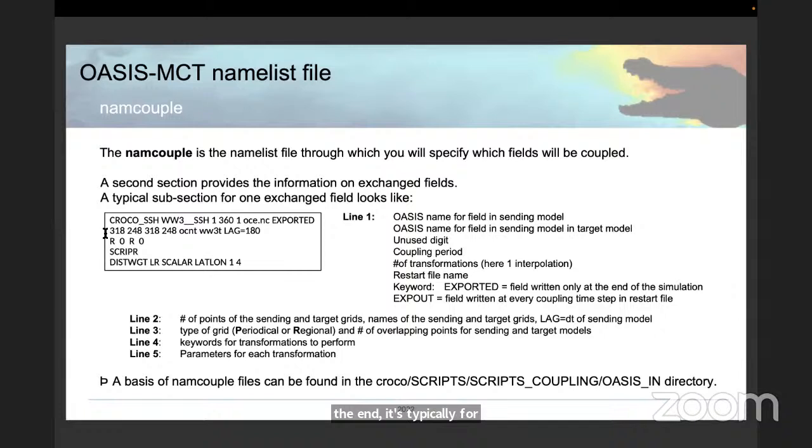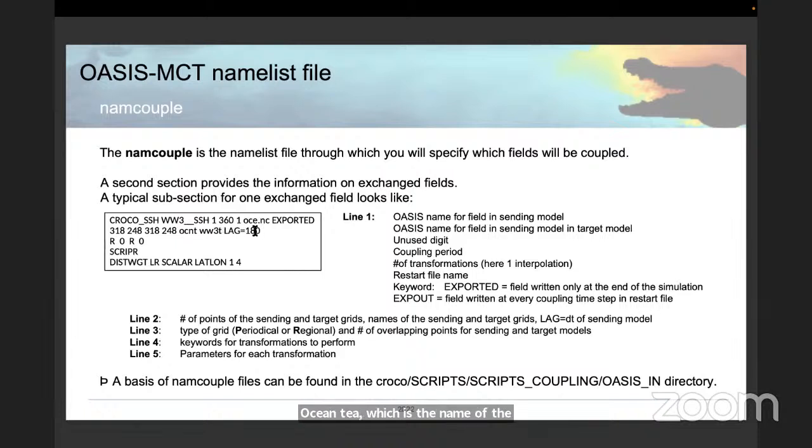And then the following line is for this field specifically, it gives the grid. So the grid numbers in X and Y direction for CROCO first, and then for WaveWatch. Here it's the same because it was the same grid, but you can have different grids and then have different number of points for each grid. And there is also a little name here, Ocean T, WaveWatch T, which is the name of the grid for Oasis.